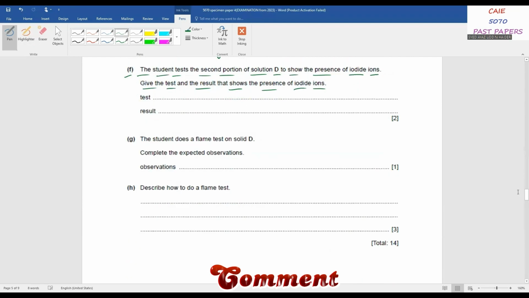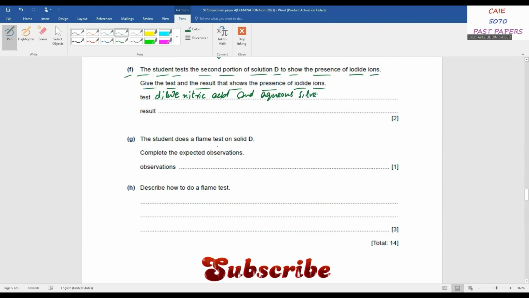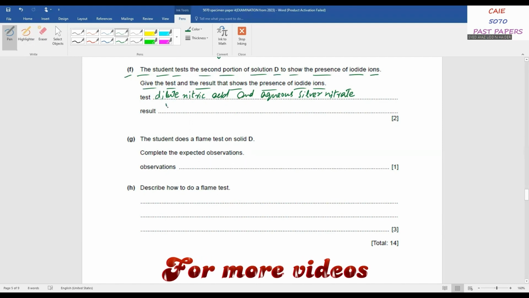So what we will write here, you will write dilute nitric acid and aqueous silver nitrate. Result, yellow PPT or precipitate.